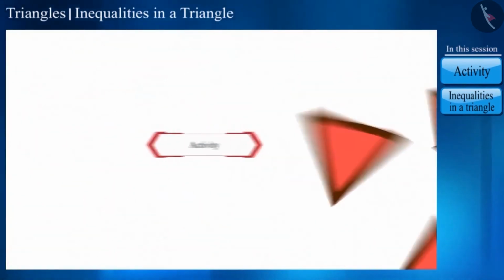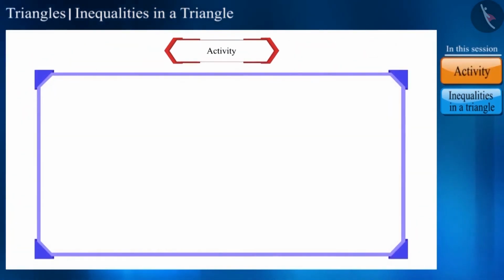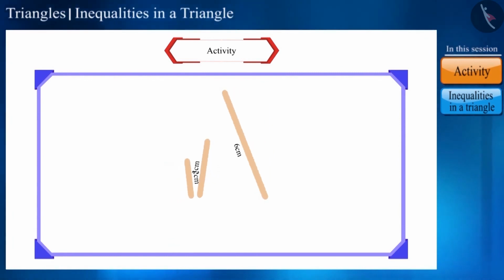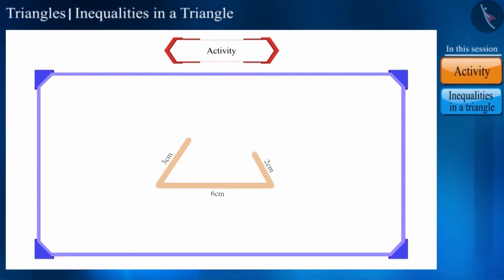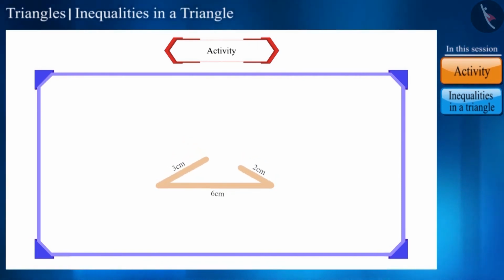Friends, let's start with an activity. We will construct a triangle by taking thin pieces of wood of 2 cm, 3 cm and 6 cm, where the base is the 6 cm piece of wood and the remaining 2 sides are 2 and 3 cm respectively. Can such a triangle be formed? You can see that this is not possible.